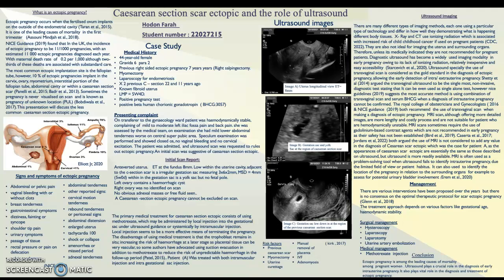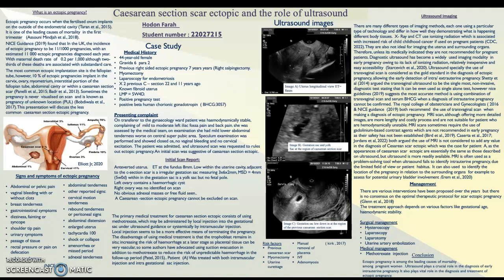However, 10% of ectopic pregnancies implant in the cervix, ovary, myometrium, interstitial portion of the fallopian tube, abdominal cavity, or within a caesarean section, as seen on the current diagram. Sometimes the pregnancy is never visualized on scan and is known as pregnancy of unknown location. Caesarean section ectopic pregnancy is one of the rarest forms of ectopic pregnancy, accounting for 2% of all ectopic pregnancies.